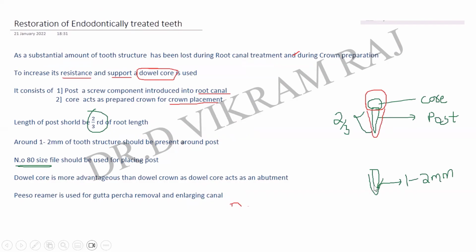After obturation is done, the post should extend up to two-thirds of the root, and one-third should be left over, because that acts as an apical seal. One-third of the GP cones should be left over, and the remaining two-thirds should be filled with the post, followed by the core. This can be done with orifice opening using GG drills, and then with the help of Peeso reamers we can remove the gutta percha.